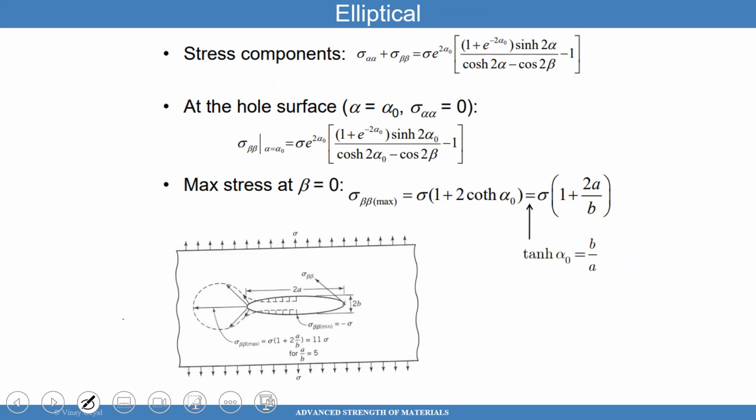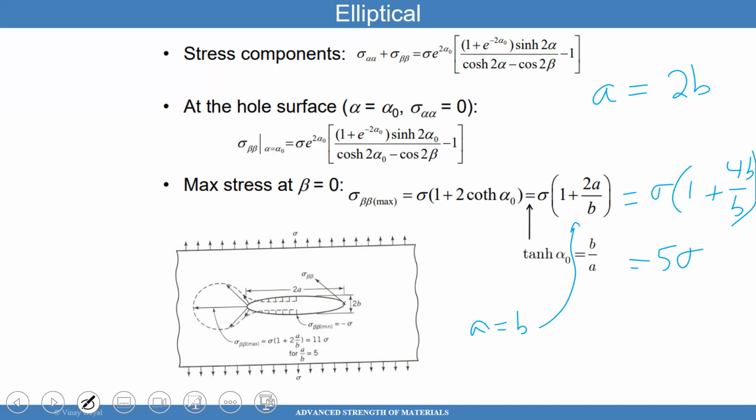And that shows you very clearly the stress concentration factor can be quite high. So say A was 2 times B, meaning that that length is twice the thickness of that hole. What you find then is that the stress concentration factor will be 1 plus 2A divided by B, and that's going to give you 5 sigma, which is quite a bit higher than if it was a circular hole. If it was a circular hole, then A equals B, and then this calculation becomes 3 times sigma, which is exactly what we got for a circular hole.